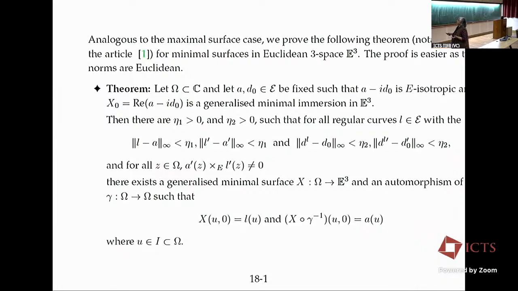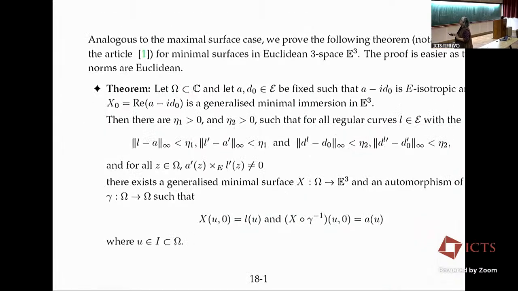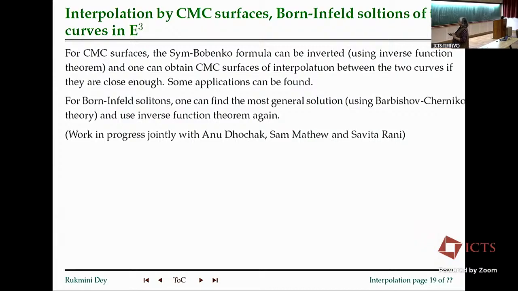Here the only difference is that it's actually easier. Minimal surfaces is easier because you need to take only the Euclidean cross product. Over there, in this problem, you needed both. Sometimes you needed the L cross product, sometimes you needed the E cross product. So this was easier. Okay.